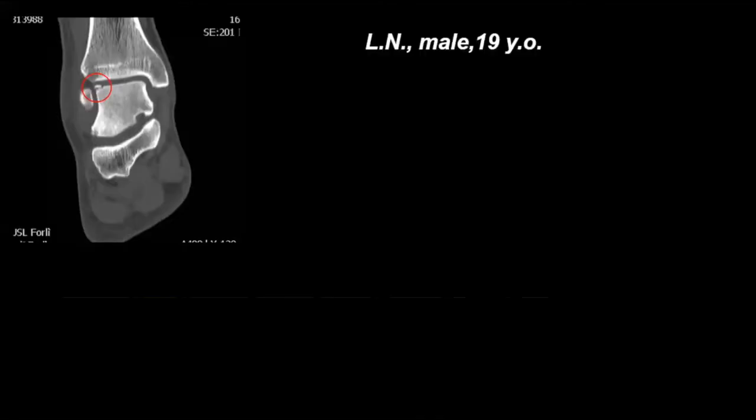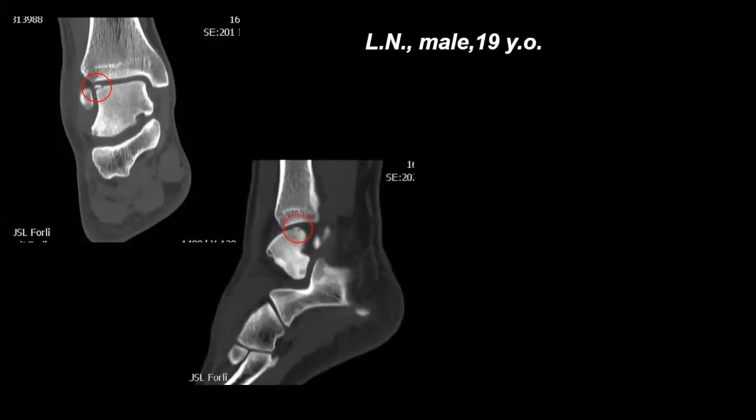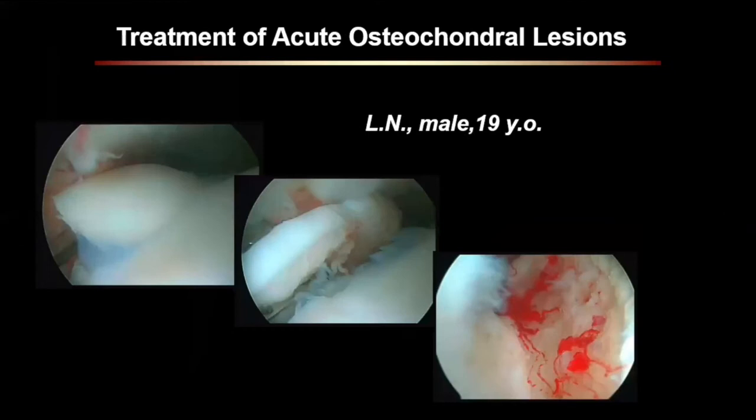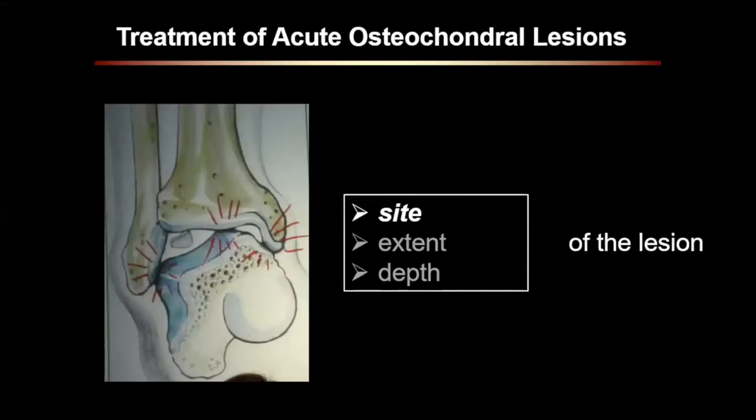So this is a young male, 19 years old. You can see in the CT and also in the 3D reconstruction a tiny fragment. So in this case, we performed an arthroscopy and we took out this little fragment. But also the site is very important.